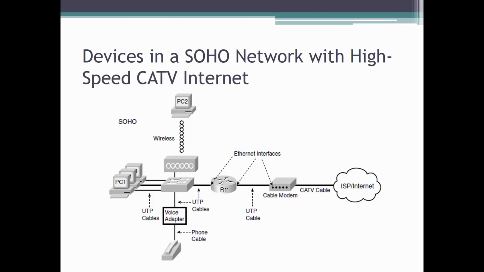Devices in a small home office network with some type of high-speed CATV could use a cable modem. Then from the cable modem to our router, and then all of our different devices that are connected. Our cable modem may use some type of broadband to connect back to the ISP for us to get internet. Again, that's very common. Most of the time, past the cable modem, everything will be Ethernet cable.